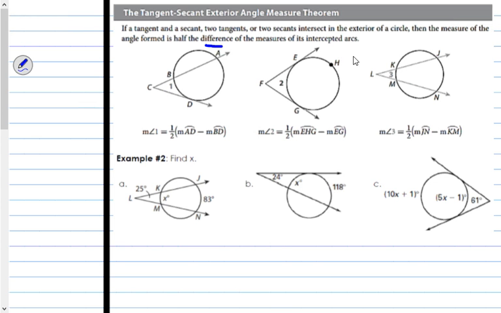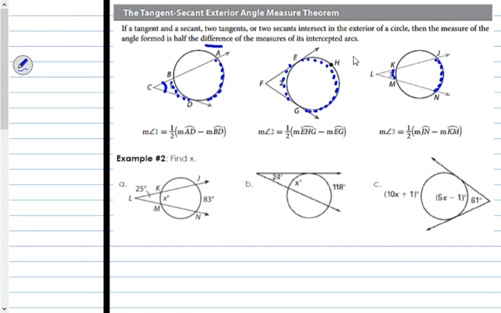So, for example, the measure of angle 1, right here, let me draw it as an angle, that angle is 1/2 of AD minus BD. So I subtract AD and BD, cut them in half. The measure of angle 2 would be EHG minus EG, cut it in half. The measure of angle 3 would be JN minus KM, cut it in half.